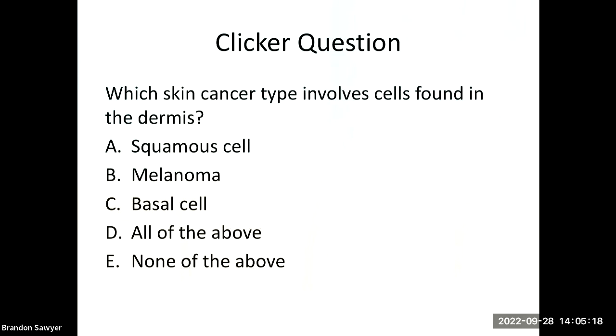Okay, out of the 45 of you, 3 have the correct answer. Look back on your notes and see where you find these different types of cells. Which layers of the skin do we find these types of cells? I'm just gonna leave it open. You can change your answer if you want to.